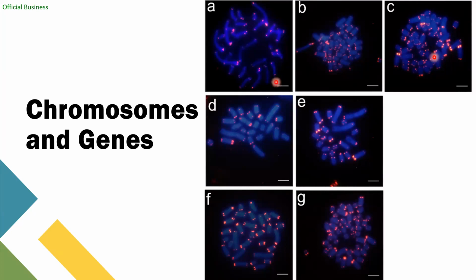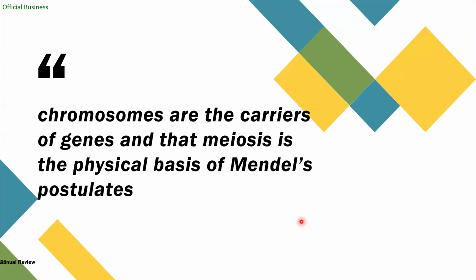So here are actually images of FISH, fluorescence in situ hybridization. These are your chromosomes, and the bright red lights here are the genes, or rather the hybridized regions of the DNA. So it shows genes found in your chromosomes. In the chromosomal theory of inheritance, chromosomes are the carriers of genes, and meiosis is the physical basis of Mendel's postulates.